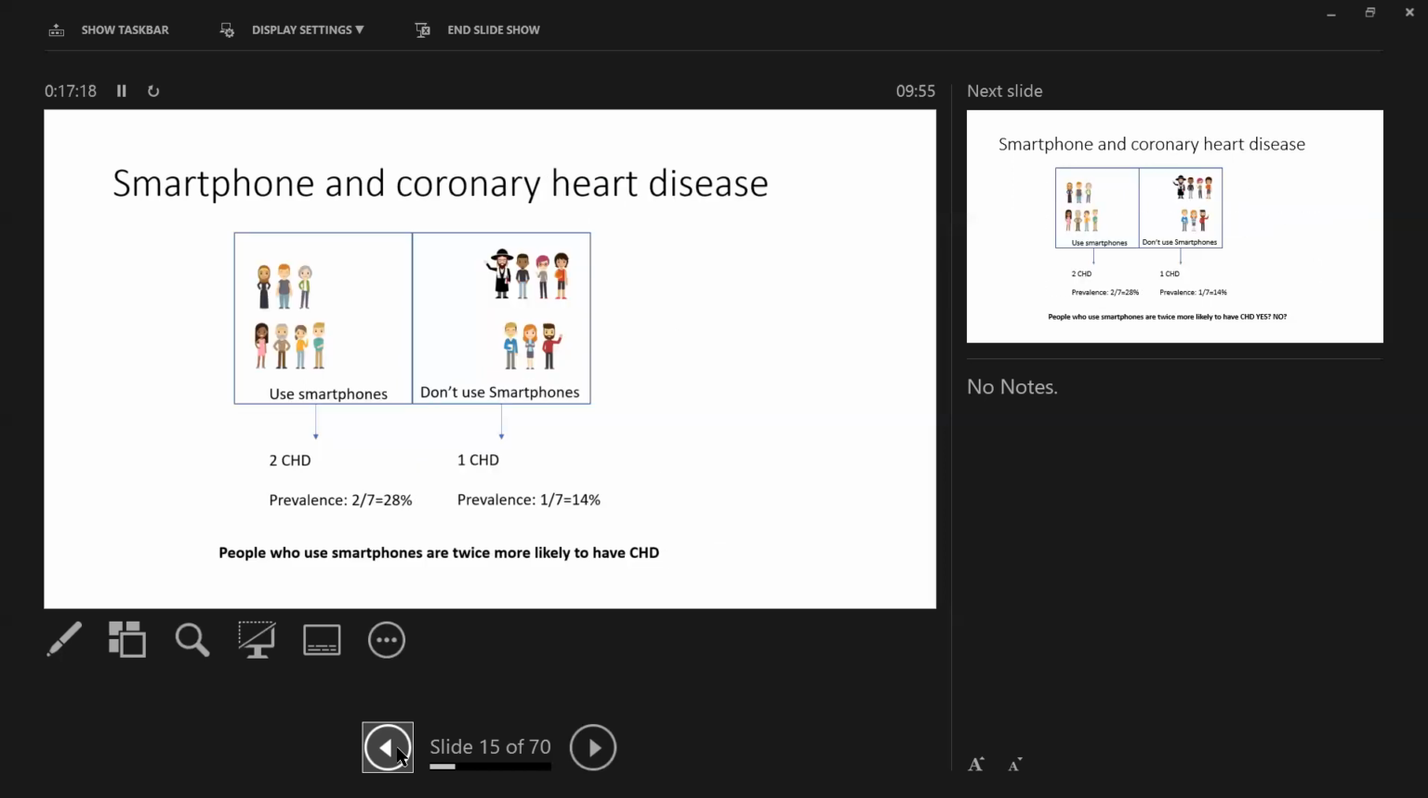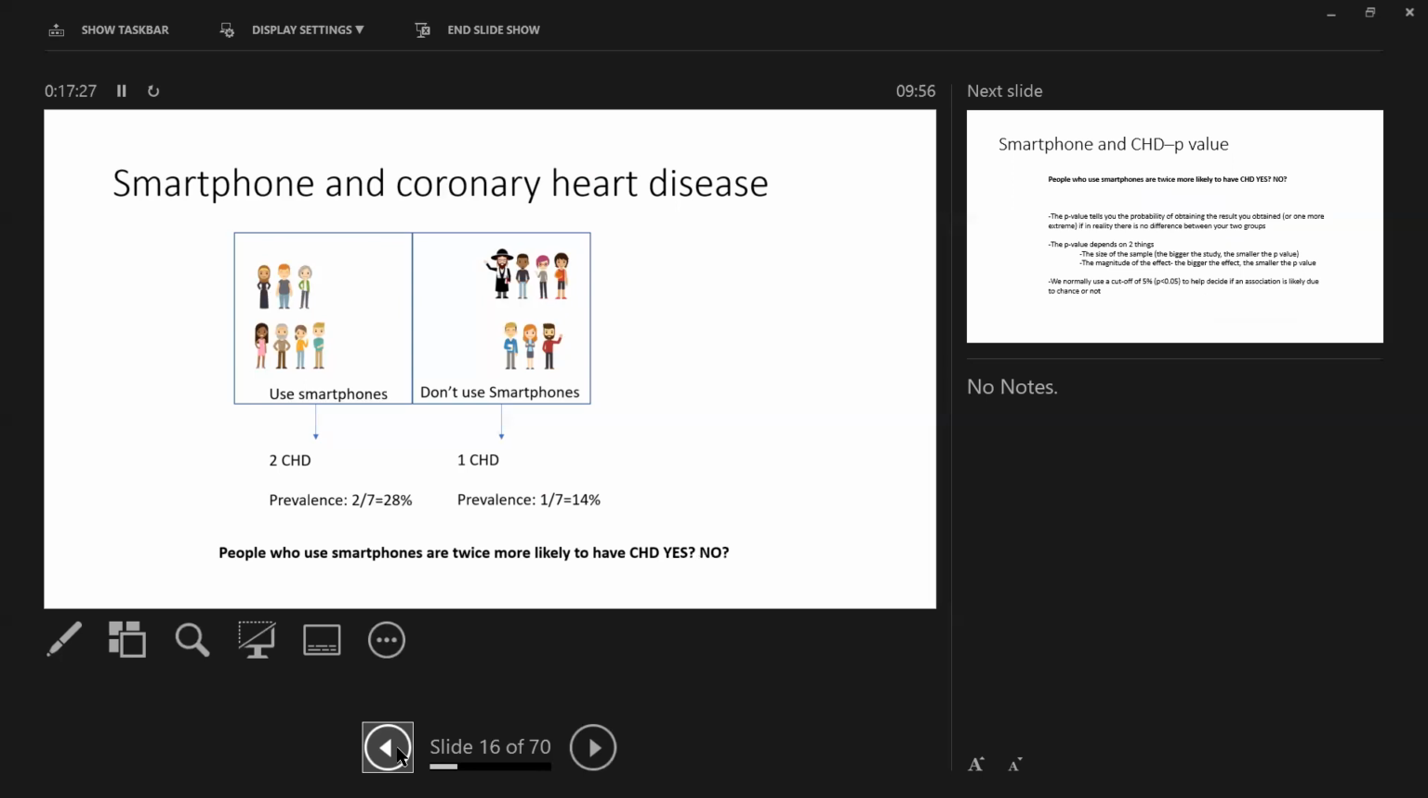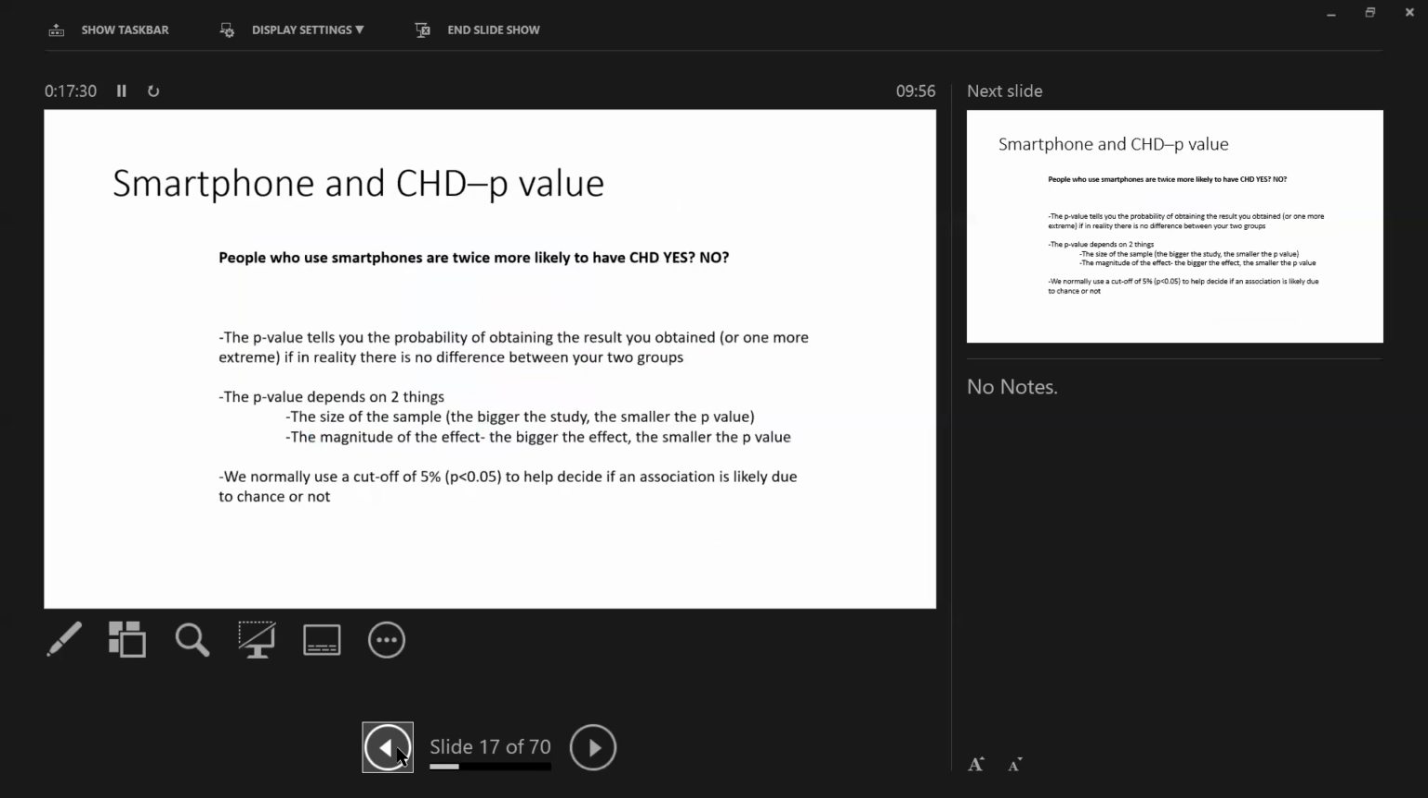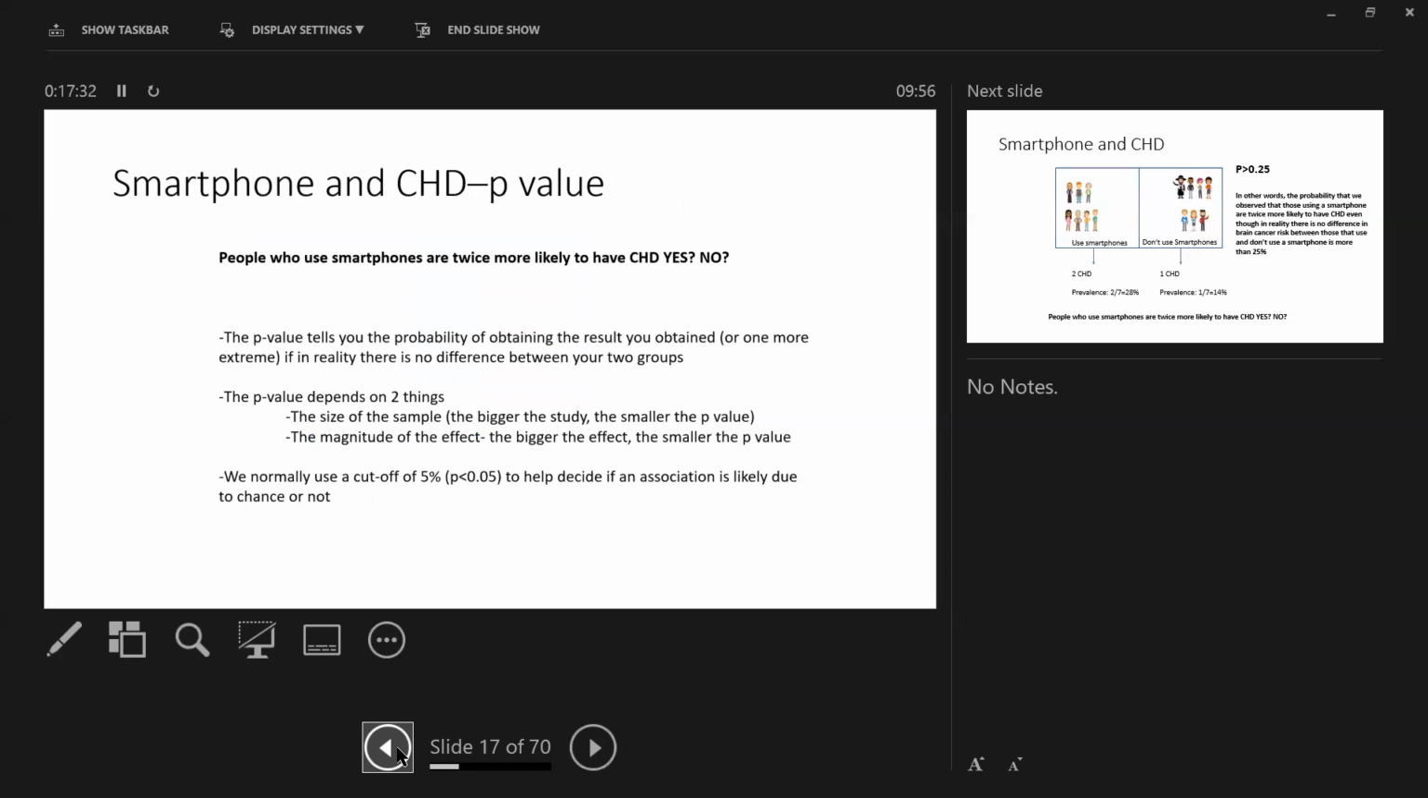So we looked at the prevalence ratio here, and it was 2, and we said it's a small study, and we talked about confidence intervals. You can have a confidence interval around a proportion. We have the prevalence in our 2 groups, so you could calculate the confidence intervals around the prevalence of coronary heart disease in each group.